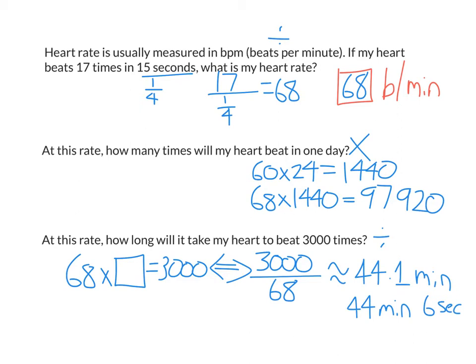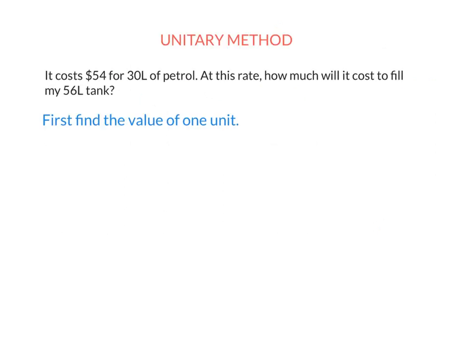All right, now we're just going to look quickly at the unitary method. So we're now going to have a look at this question. It costs $54 for 30 litres of petrol. At this rate, how much will it cost to fill my 56-litre tank? So this is a rate question because we're talking about dollars per litre. That's a rate. And here we're finding a quantity. We're finding the dollars, how much it will cost. So this is the kind of question for which we would use the unitary method.